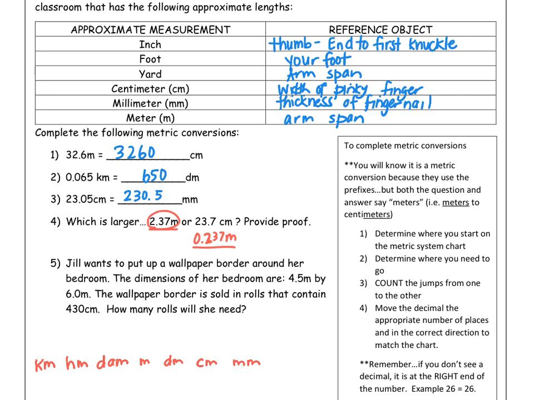Jill wants to put up wallpaper around her bedroom. The dimensions are 4.5 by 6, and the wallpaper is sold in rolls that contain 430 centimeters. So I've got dimensions of my room. Okay, so my room is 4.5 meters by 6 meters. So if I want to go all the way around the outside, I want the perimeter of my room. So hopefully you remember that perimeter is the distance all the way around the outside.